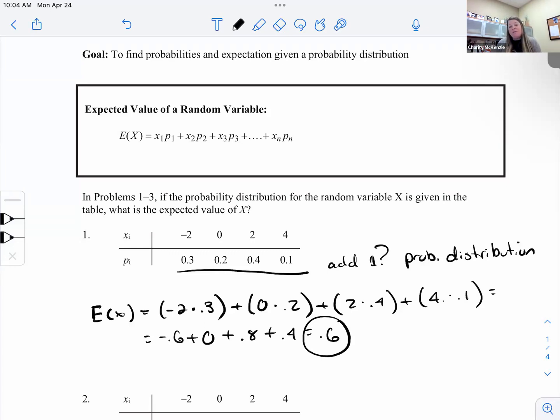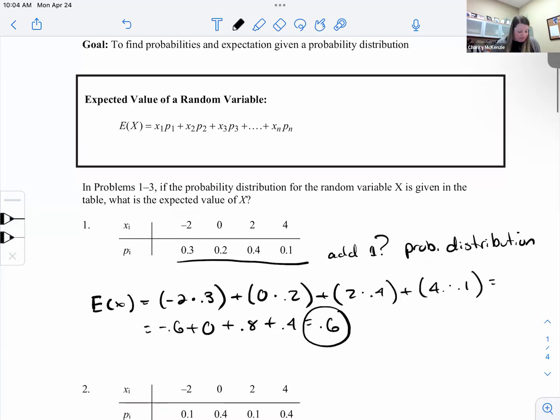And again, we can only do that if it actually is a probability distribution. So it has to be the full distribution. So you just times, add them up. You could also call this the mean. Those of you that have taken statistics, this is the mean of your probability distribution.